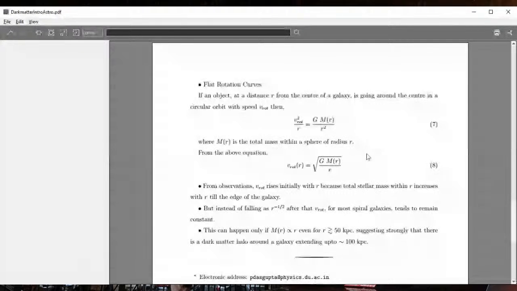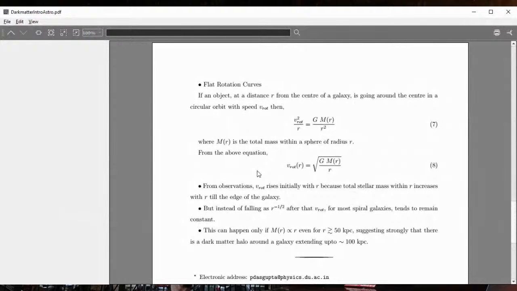But the actual observations, made for the first time by Vera Rubin and her teammates, found that instead of the rotational velocity of these neutral hydrogen clouds falling as 1 over square root of r, for many spiral galaxies the rotational velocity appeared to be constant. At distances larger than 50 kiloparsec, the rotational velocity tends to be constant.